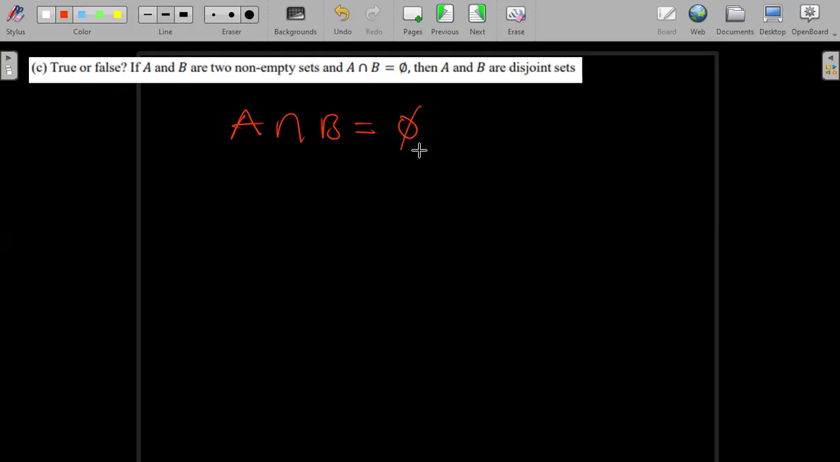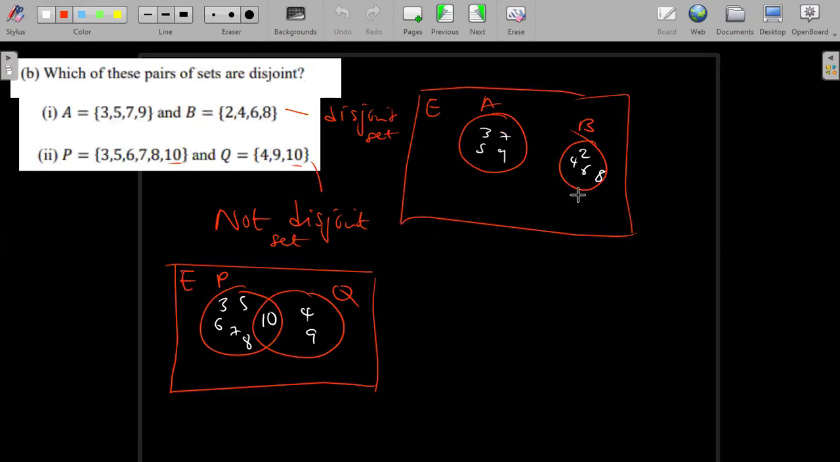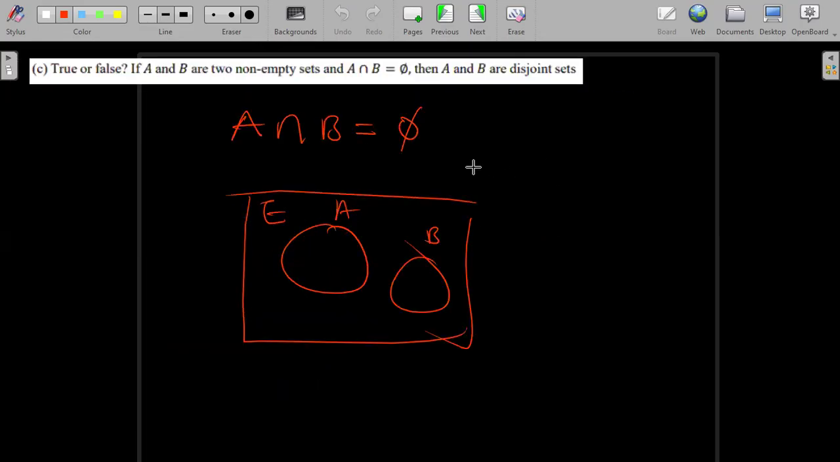So meaning the intersection here, like we had that diagram. I have a set A and a set B. As we can see, these sets A and B do not have anything in common. So their intersection is empty. They have nothing in common, so the intersection is empty. So now we go back to this question.